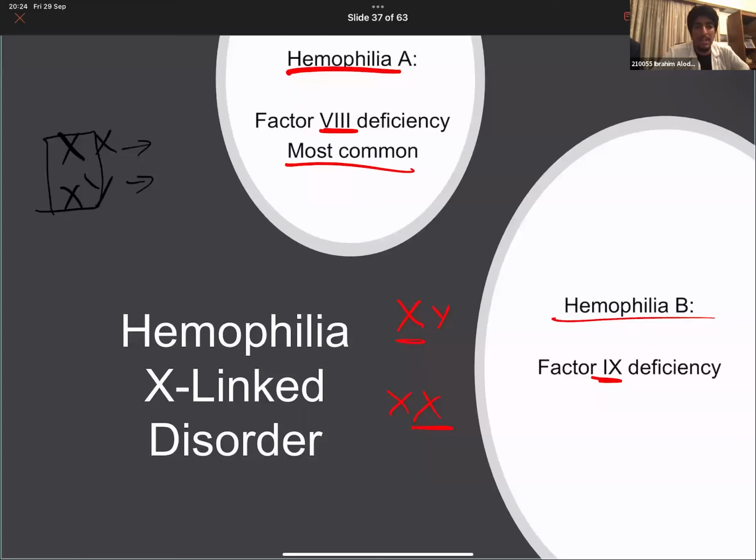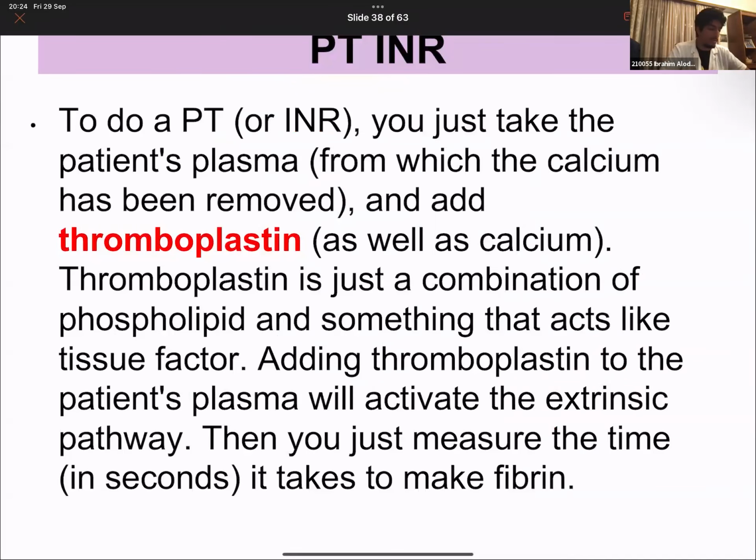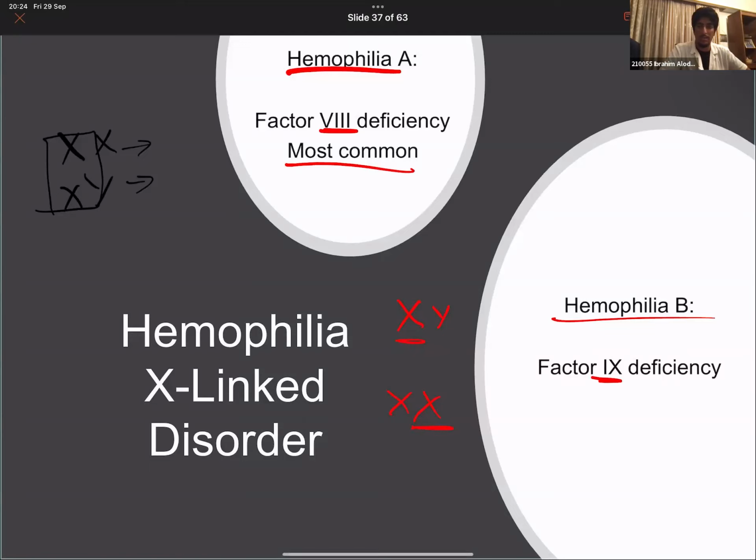So for that reason, it's unlikely that a female would have a factor 8 or a factor 9 deficiency, because these are usually X-linked disorders that are seen mostly in men. All right. Okay, we got it. I'm moving on.